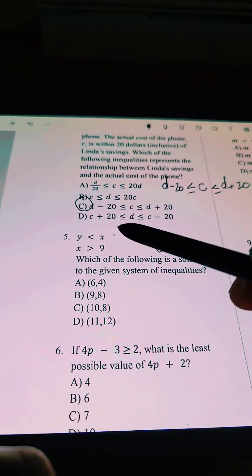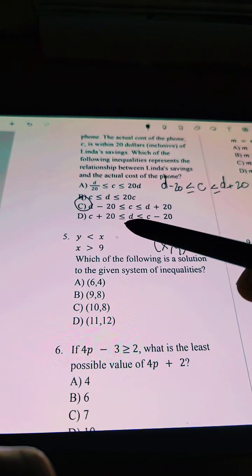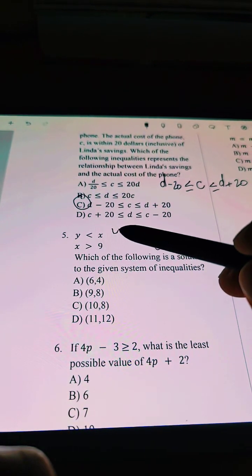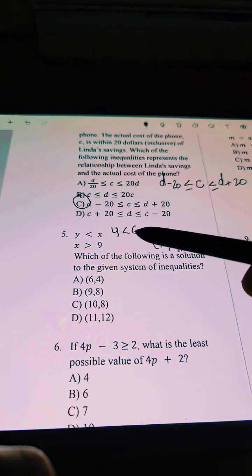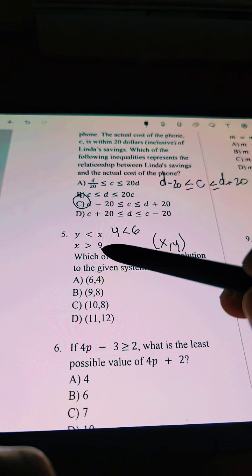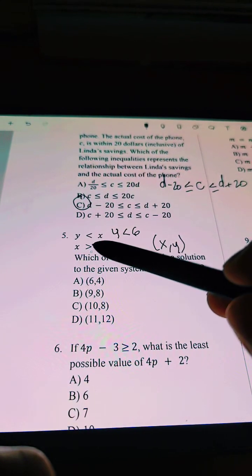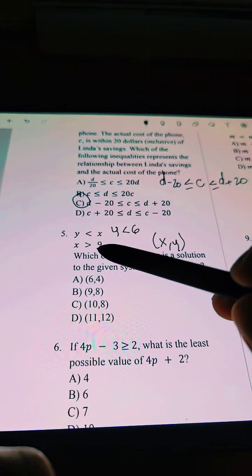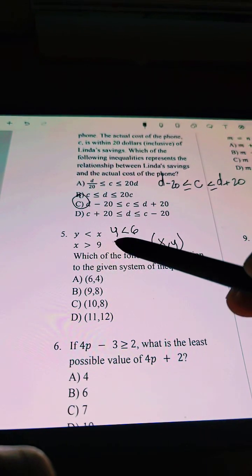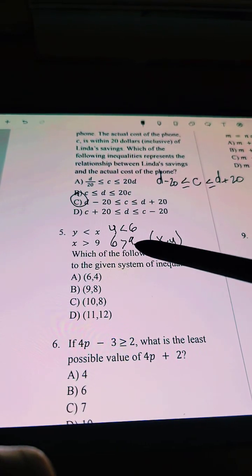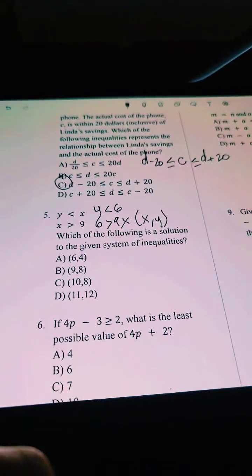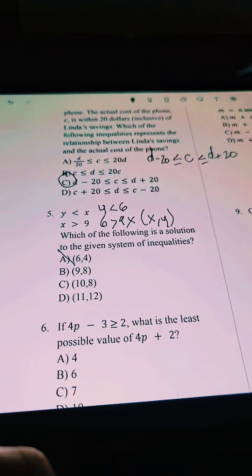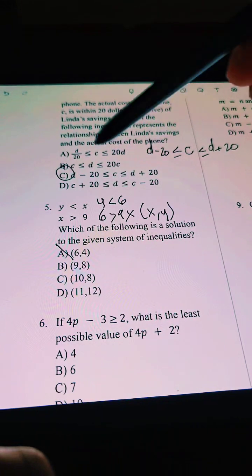So let's try with 6 comma 4. So 6 is going to be your x and 4 is going to be your y. So 4 for y, 6 for x. 4 is less than 6, but let's go to the next part to make sure that this is also true. So this part says that the x value has to be greater than 9. Well, the x value is 6. Is that greater than 9? No. So it can't be answer choice A.